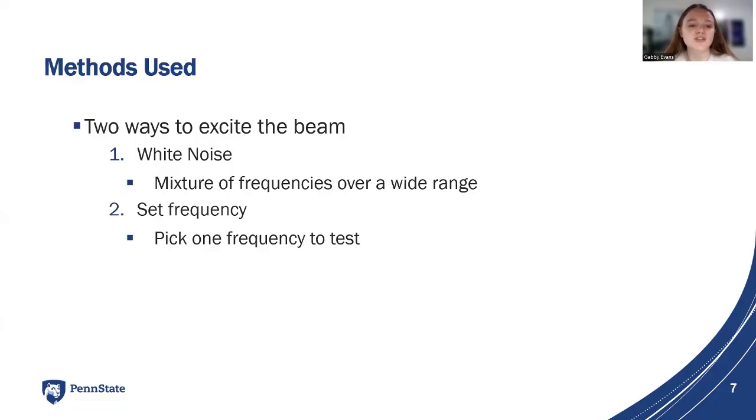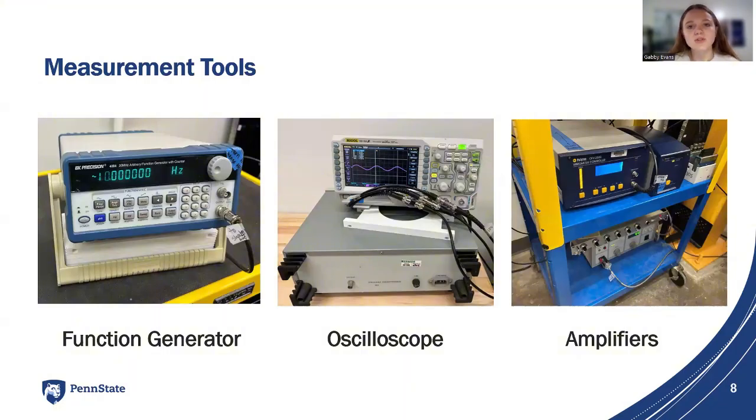And then the second method is just setting one frequency to test the beam at. And using this, we tested the resonance frequencies that we found using the white noise method from before. There were a few more important tools we needed to do this. The first tool is on the left. It's called a function generator, and this is what we use to set one frequency to test the beam at.